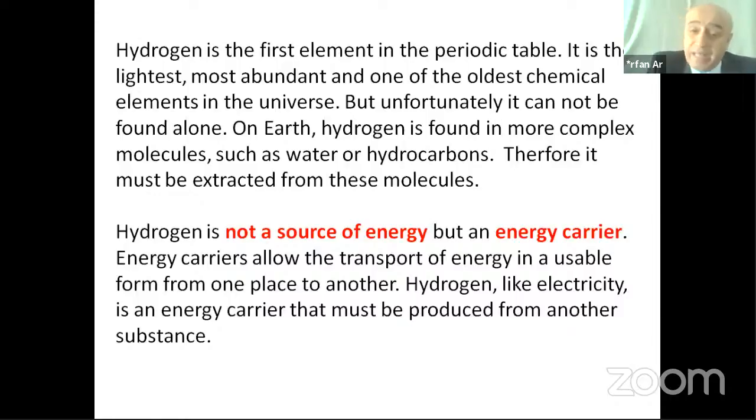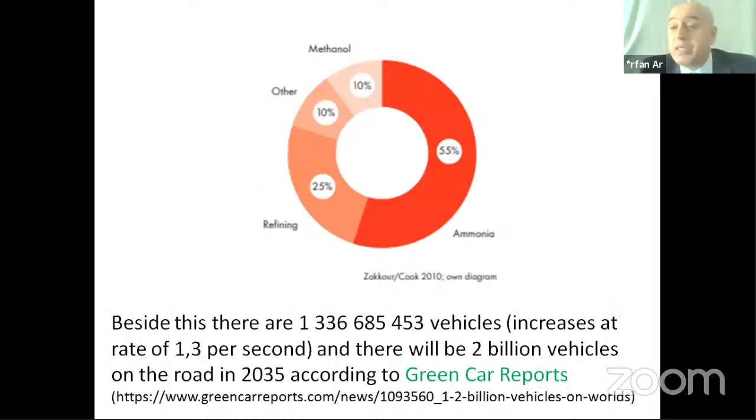Hydrogen, in fact, is not a source of energy, but an energy carrier. It allows the transport of energy in a usable form from one place to another. Hydrogen, like electricity, is an energy carrier that must be produced from another substance. Therefore, hydrogen and electricity are called secondary sources or secondary energy.